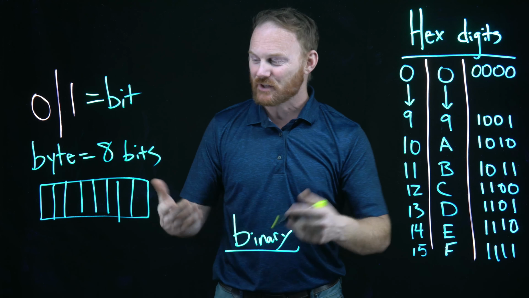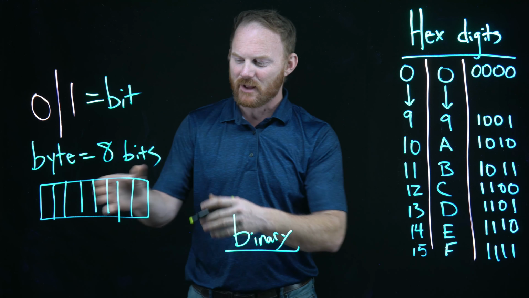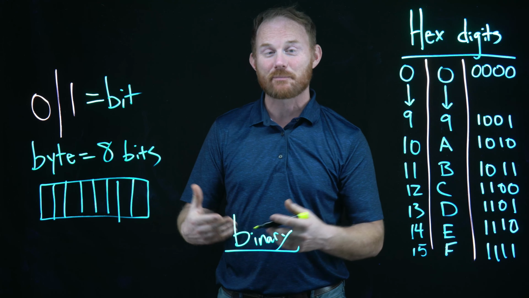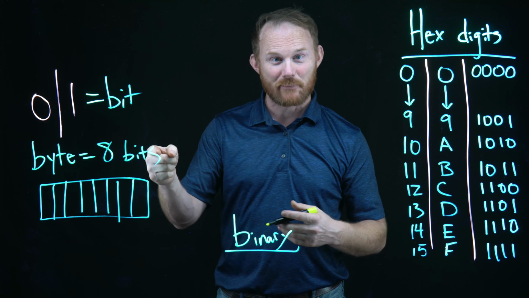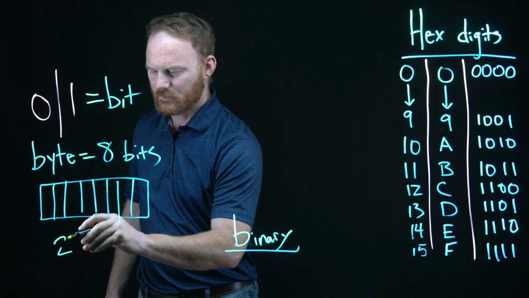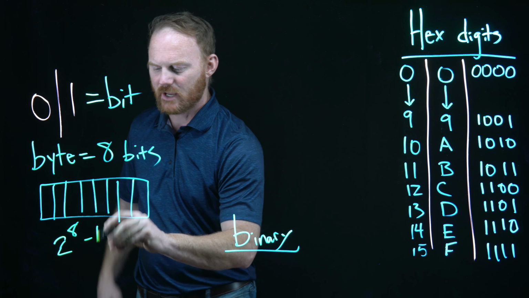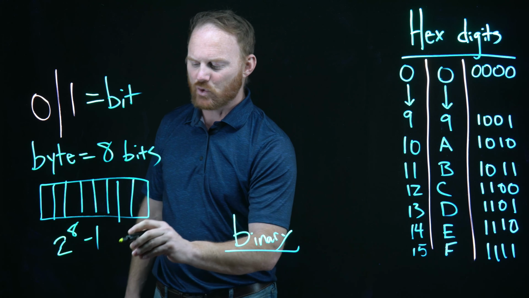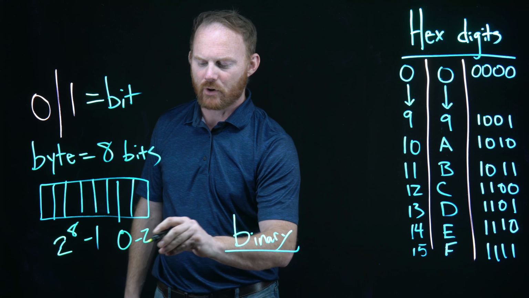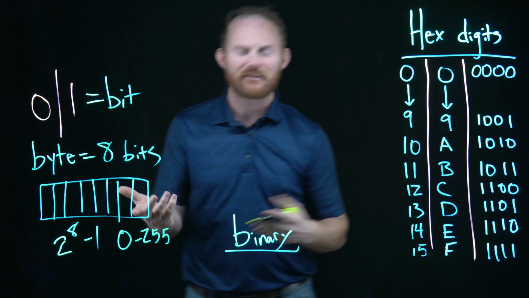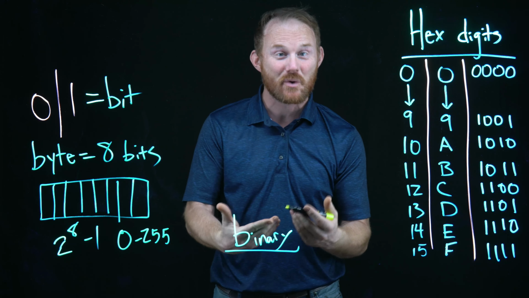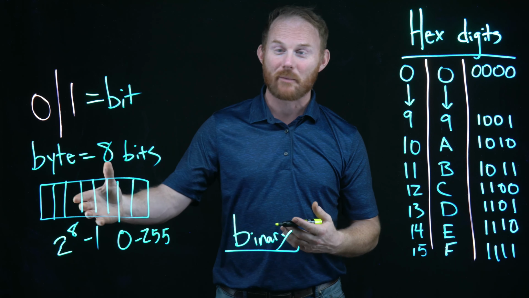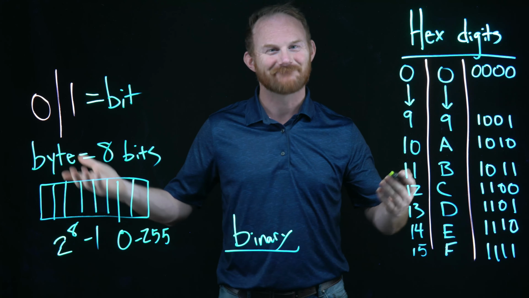So that means you can make any number that this will hold, and that happens to be 2 to the 8th power minus 1. So that's the biggest number that we can make. If we had a 1 in every single slot here, we can make between 0 and the number 255. That's the max number we have. So we can make 256 total combinations in one byte, okay?